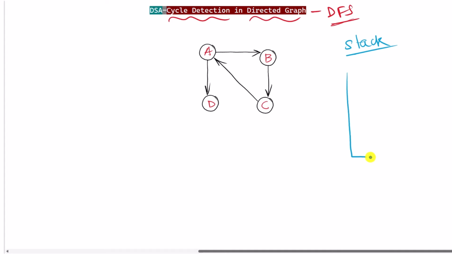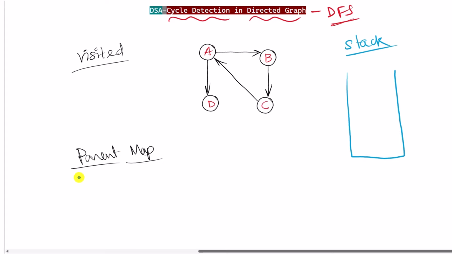Here we're going to use one stack data structure, and we also need to track the vertices that we have visited, and we need to maintain one parent map. It consists of the vertex that we visit and the parent of that particular vertex.